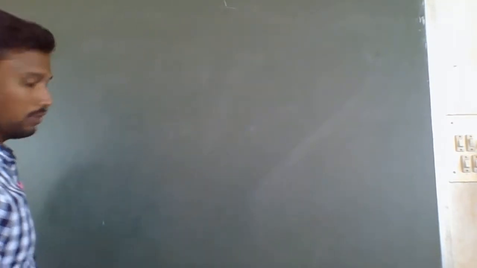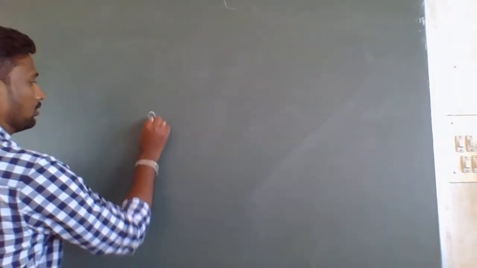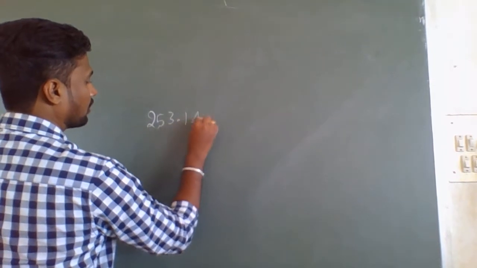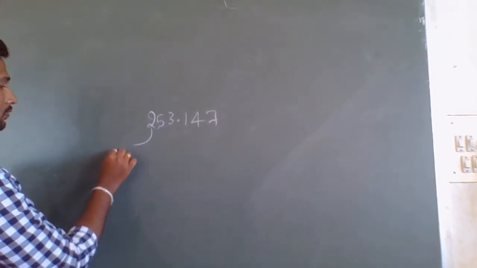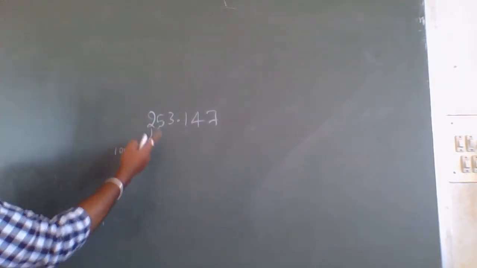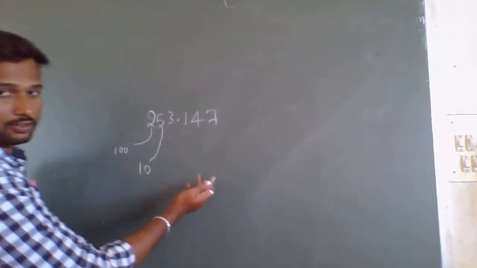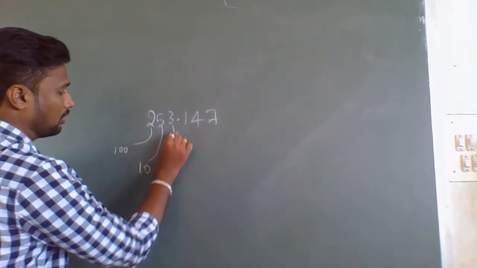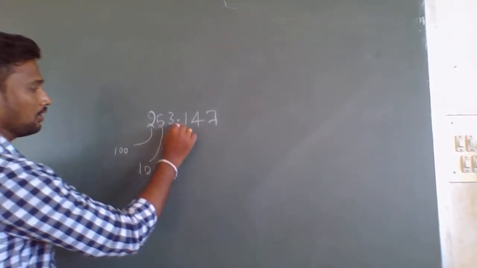In the previous class, we discussed decimal numbers and the different positions of the decimal numbers. For example, in the given number 253.147, this 2 is at the hundreds position, because of 253. This 5 is at the tens position, because in 53, 5 is at the tens position. This 3 is at the ones position, and this is the decimal point.